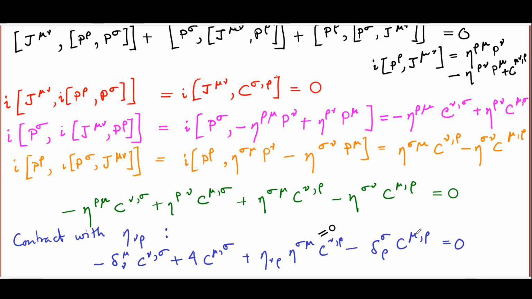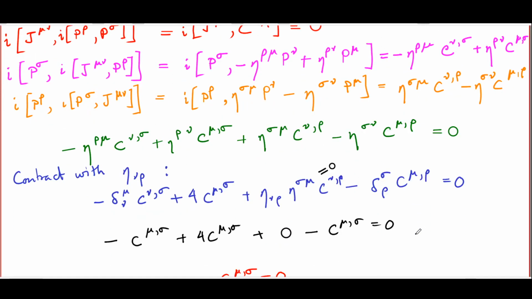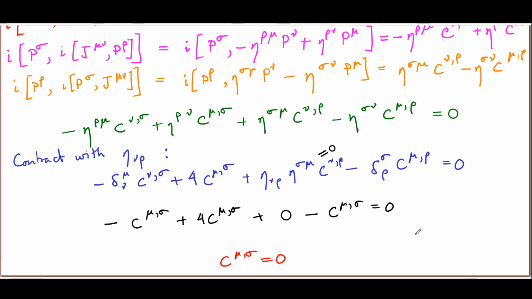So consistency with the Jacobi identity ensures that the central charge c mu comma sigma must vanish. So what we have obtained here is the following result.